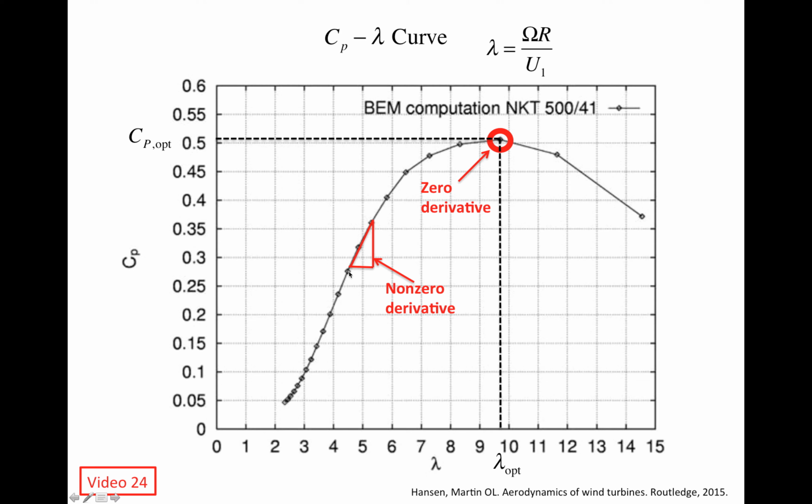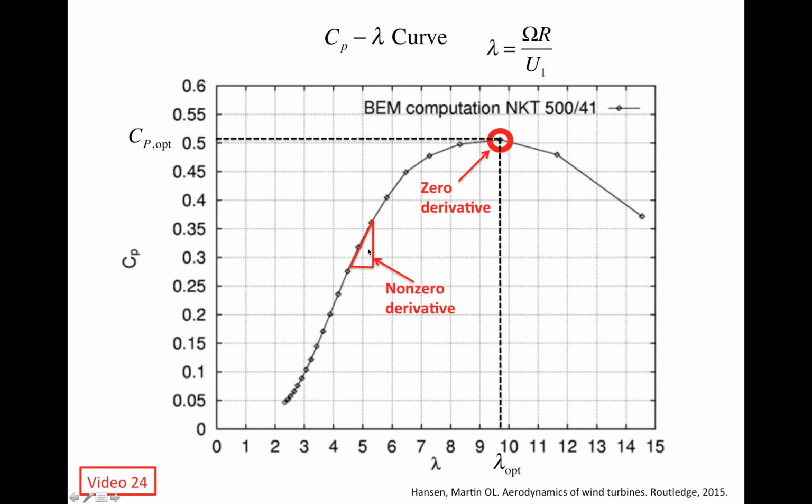But if we are not at the peak, if we are at some location that's very far away from the peak, then the derivative is not going to be zero. It's going to be either positive or negative depending upon which side you are. If you are on this particular side, it's probably going to be a positive slope, but on this side, it's going to be a negative slope. But as long as it's not at the peak, the derivative is not going to be zero, which means that a small change in TSR is going to produce a non-zero change in CP.